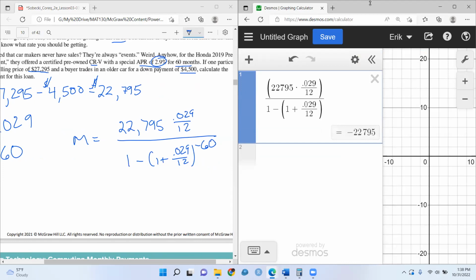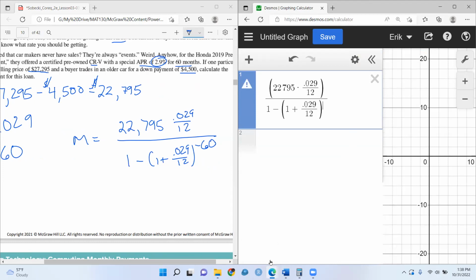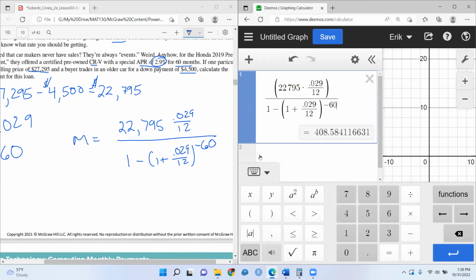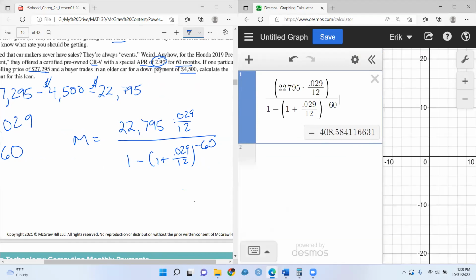And then here you've got to be careful. I'm doing Shift 6 to get the exponent. You can also use this AB button. And I'm going to type in -60. And there's our answer. We're going to end up paying $408.58 per month for 60 months.